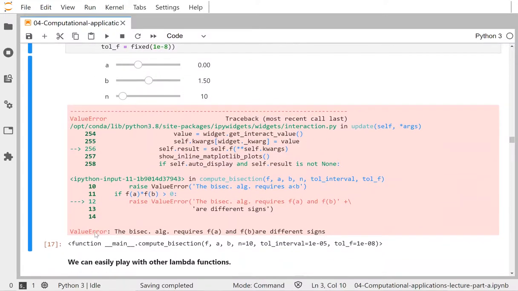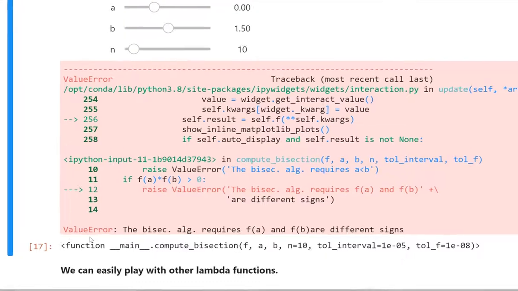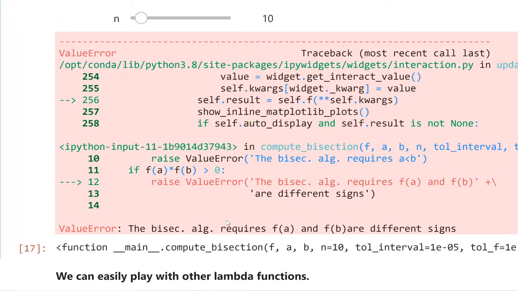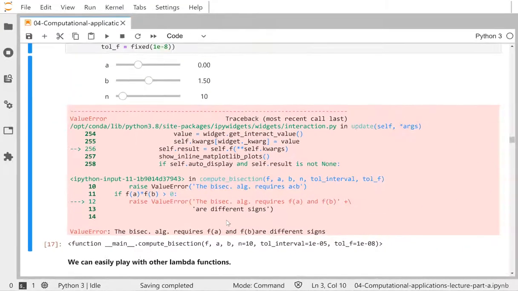Just because you get an error doesn't mean the code's not working as it should. In fact, this code is working exactly as it should because we should receive a value error that prints this to screen when we attempt to find a root between two values where it's not clear there should be a root because the function values have the same sign.